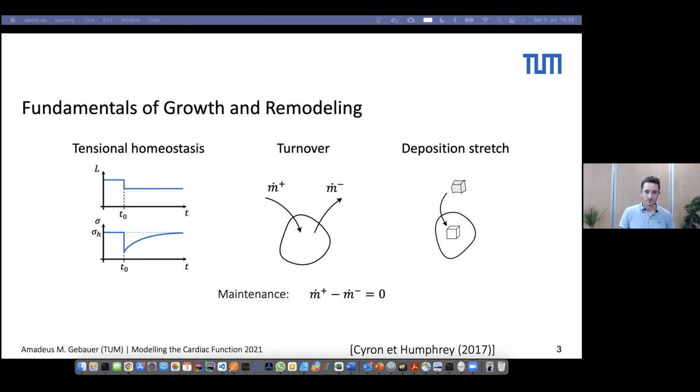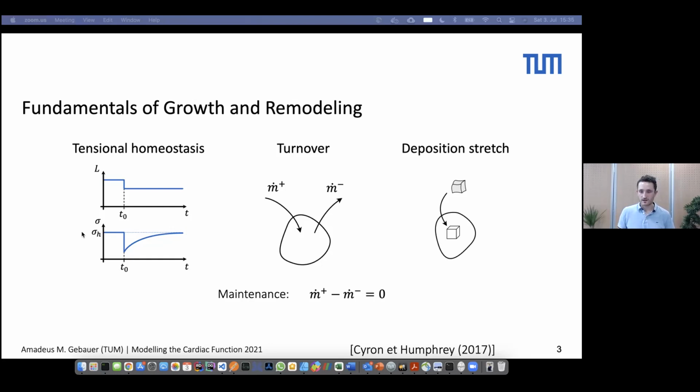I start with tensional homeostasis. In experiments, collagen gels seeded with fibroblasts are loaded in a device. At the beginning, if the length is constant, you see that the stress is also constant. But once you decrease the length, exactly what you would expect happens: the stress also decreases, but slowly returns to the original value, which we call the homeostatic value. And this is what we call tensional homeostasis.